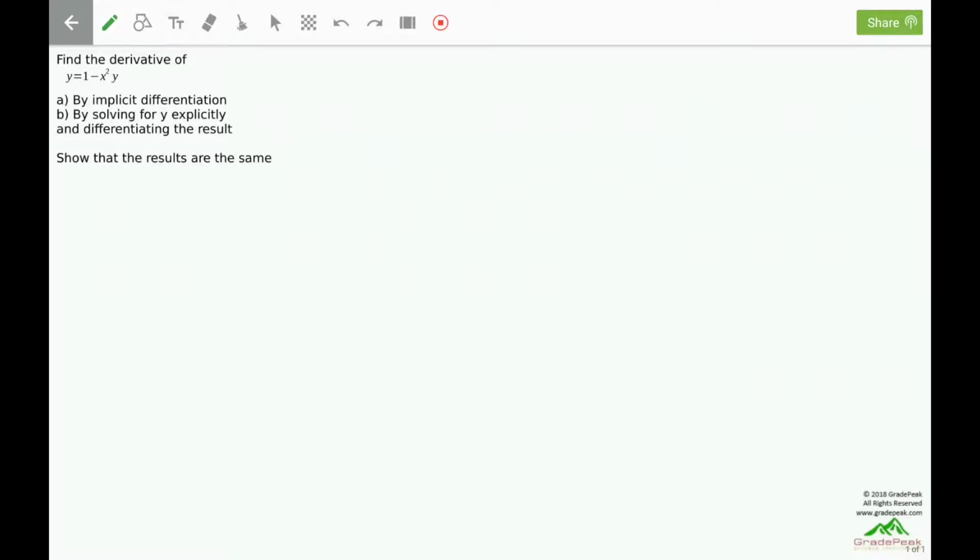Find the derivative of y equals 1 minus x squared y, a, by implicit differentiation, b, by solving for y explicitly and differentiating the result. Show that the results are the same.